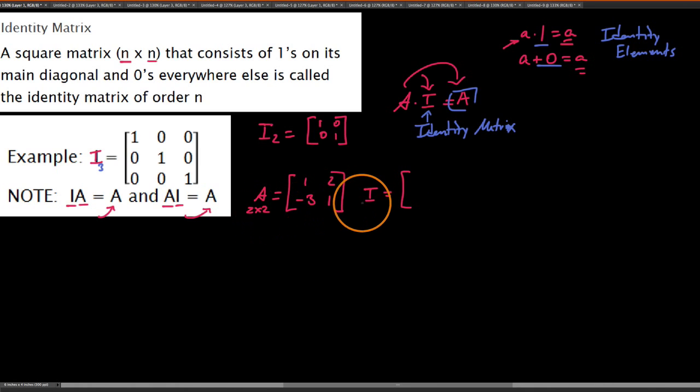So we're going to take this 2 by 2 times this identity of order 2, where we have ones down the main diagonal and zeros elsewhere. And what I want to prove is that we get A. So we say A times I. What we're going to do is write these side by side, and we'll do our matrix multiplication here.